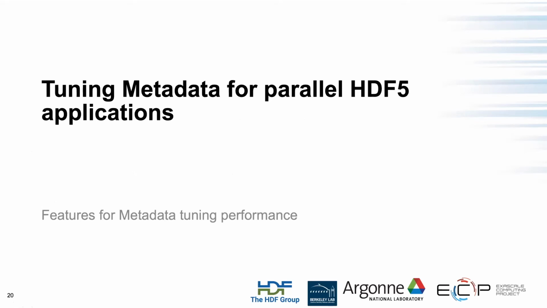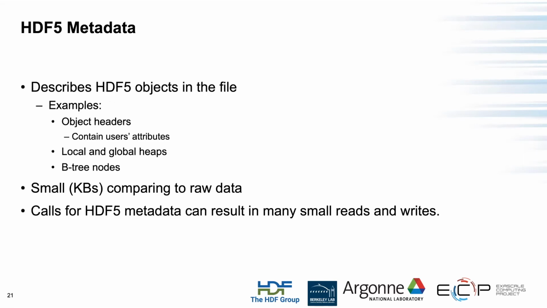And the last feature is metadata, which plays a very large role in the performance that you will obtain on parallel systems. The issue with metadata: you have the metadata itself, which is an HDF5 feature, which describes the object headers, local and global heaps, and B-trees. And this metadata that HDF5 creates is usually small, in kilobytes, compared to the raw data.